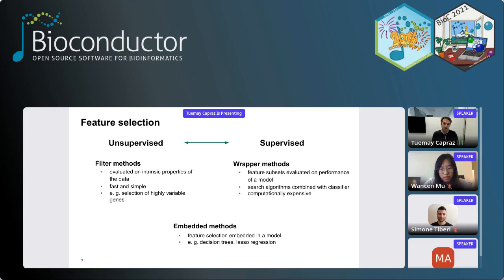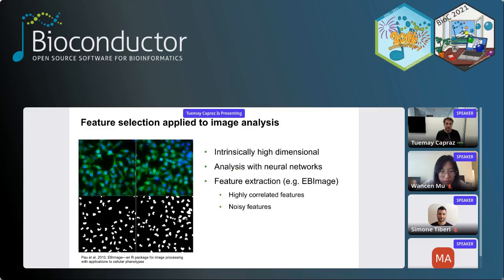Then there are embedded methods, where the feature selection is directly embedded into model fitting. An example would be linear models with a lasso penalty regularization, or decision trees. And then there are filter methods, which evaluate the features on intrinsic properties of the data. They're usually fast and simple. One very famous example is the selection of highly variable genes. And I'm going to talk about the unsupervised filter method we came up with. And I want to highlight its use in the context of image analysis.